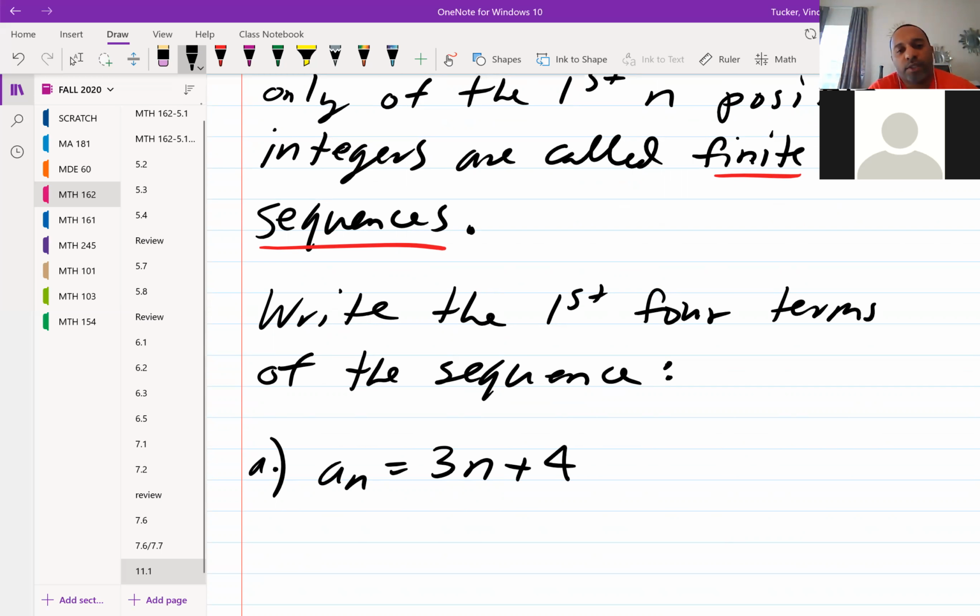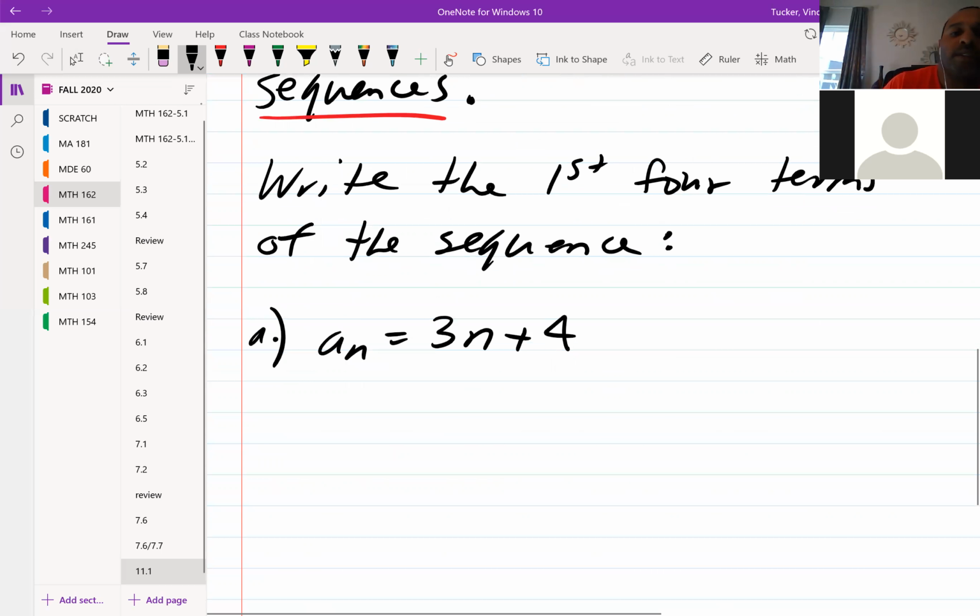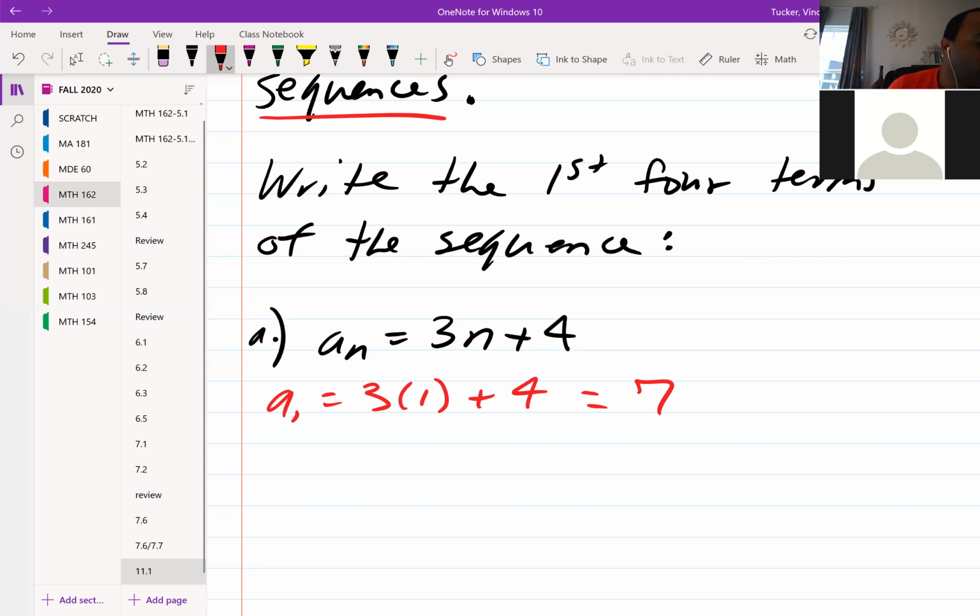All right, the first exercise, write the first four terms of the sequence. Here we have a sub n is equal to 3n plus 4. So a sub 1 means you take 1, plug it in where you see n. That's going to be 7.